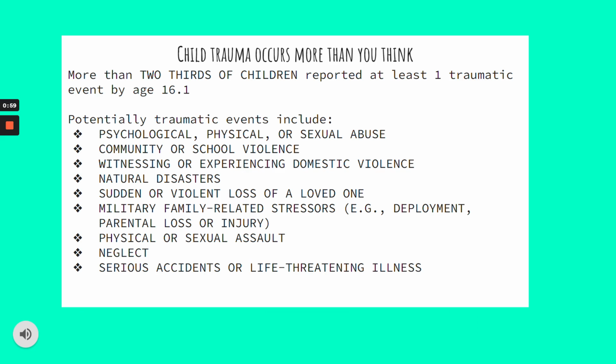Child trauma occurs more than we think. More than 2/3 of children reported at least one traumatic event by age 16. This slide presents different potential sources of trauma or adverse childhood experiences. Some of these include psychological, physical, or sexual abuse, community or school violence, natural disasters, experiencing or witnessing domestic violence, physical or sexual assault, neglect, serious accidents, or life-threatening illnesses.